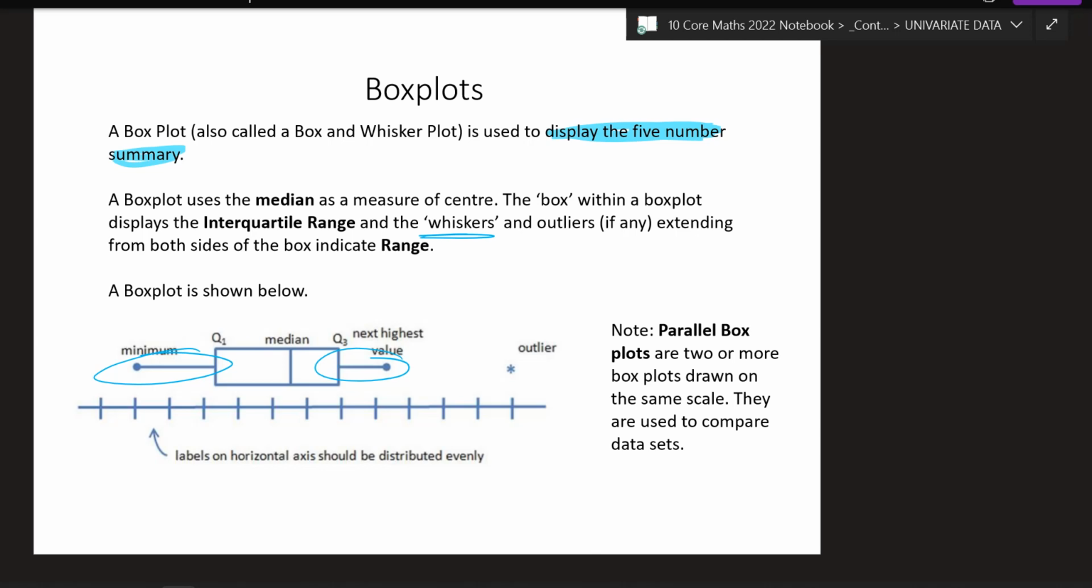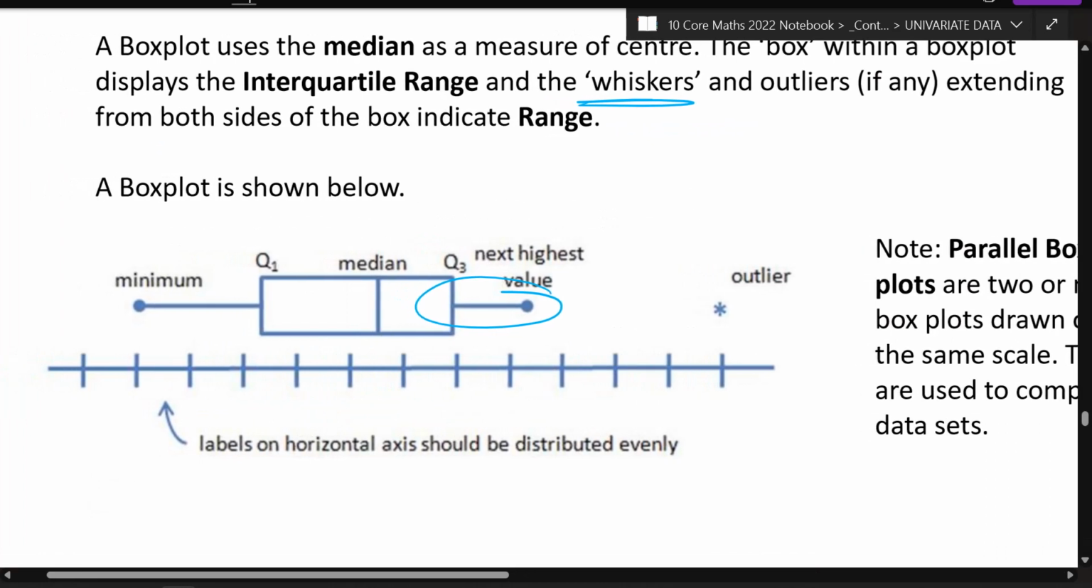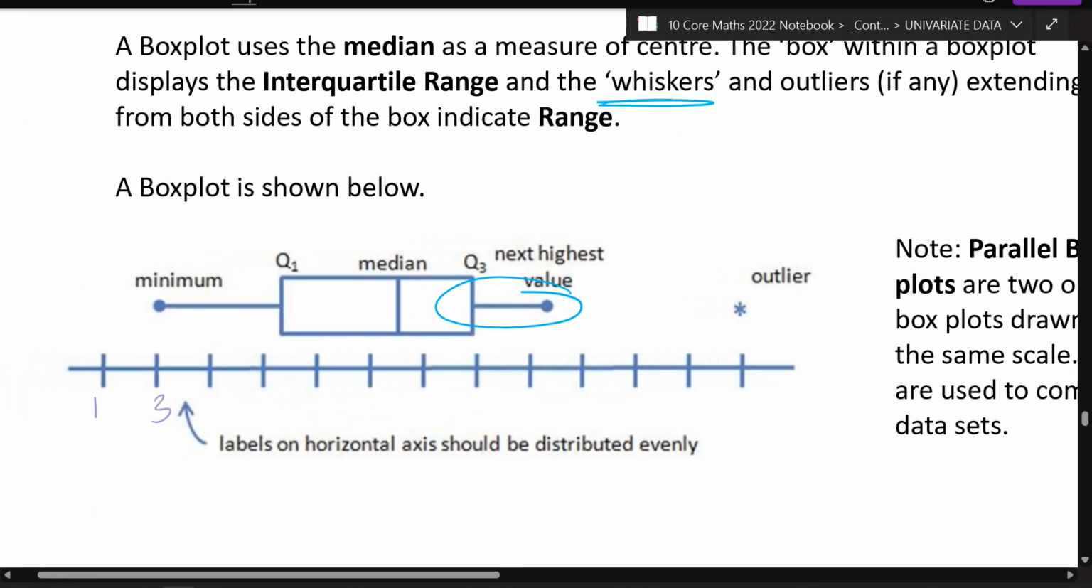One thing to note is when you put numbers on your box plots, these numbers down here, it's really important that you don't go, for example, I've seen some kids do this, 1, 3, 7, 21, 50, 60. What's wrong with this?